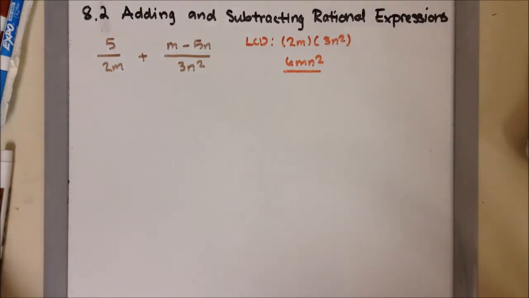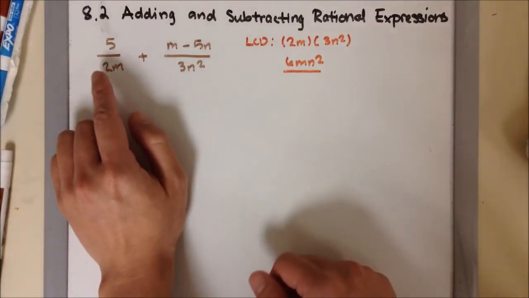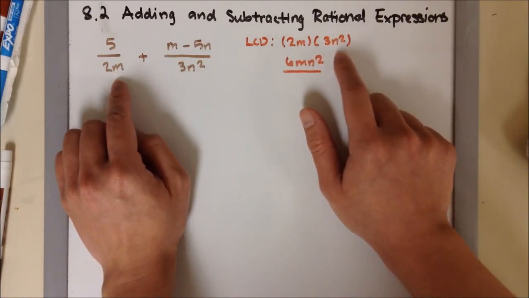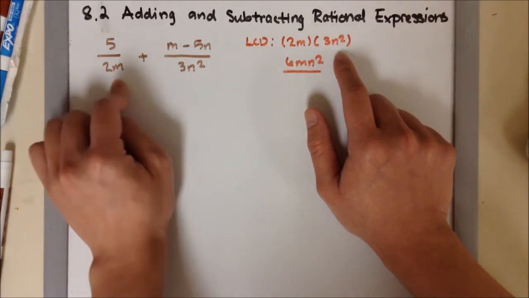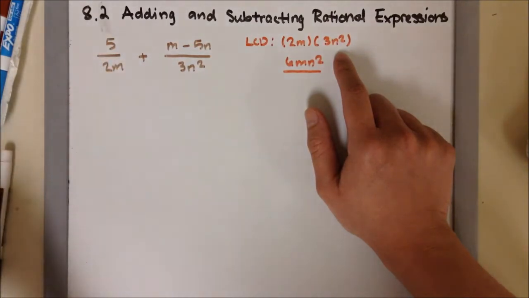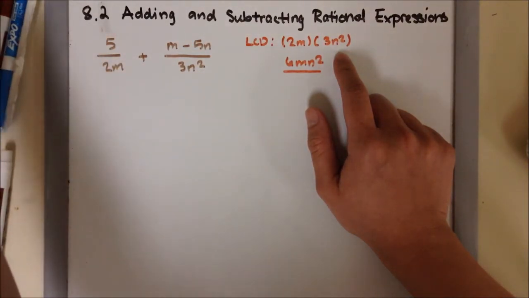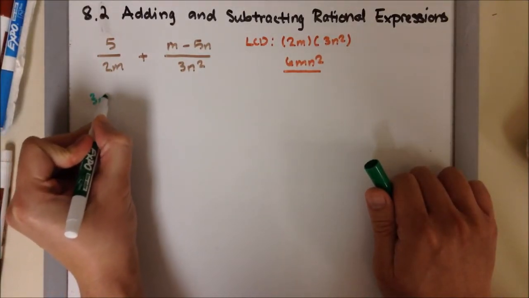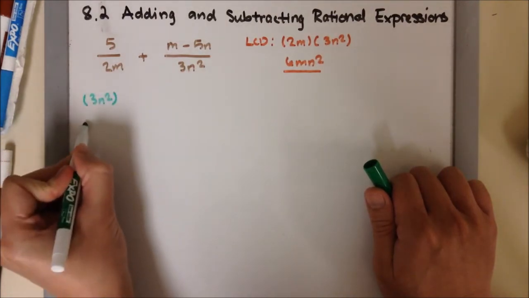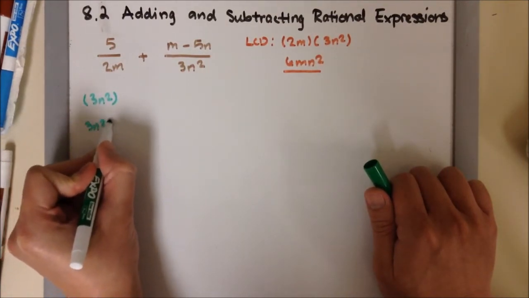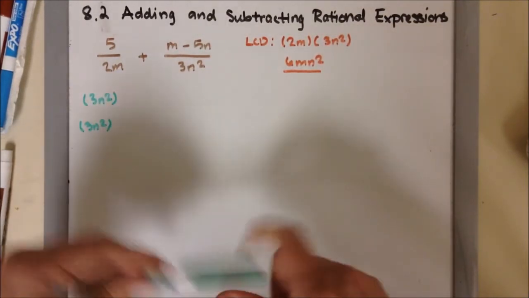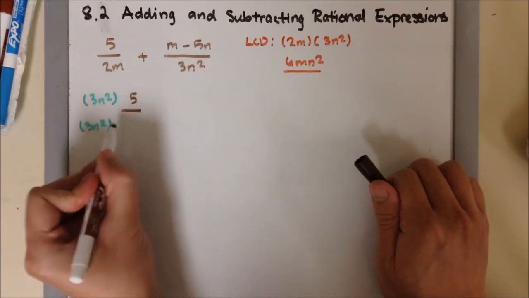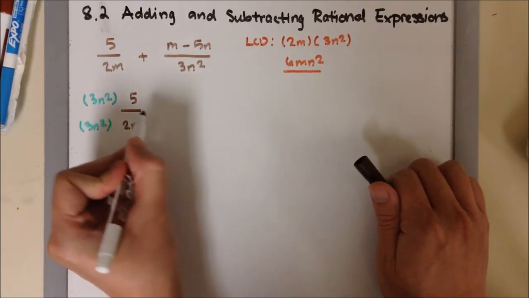So let's take a look at the first fraction. If I were to compare the denominator with the LCD, it has the 2m, but it's missing the 3n squared. So I'm going to multiply the top and bottom by 3n squared. So I'm going to write right here for more space. So again, I'm multiplying the first fraction by 3n squared.